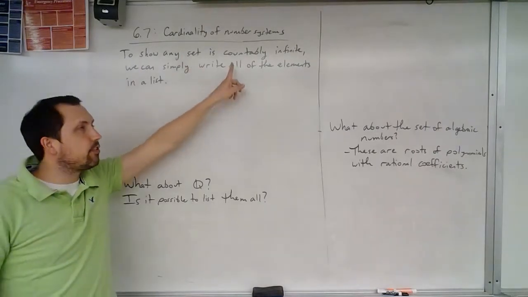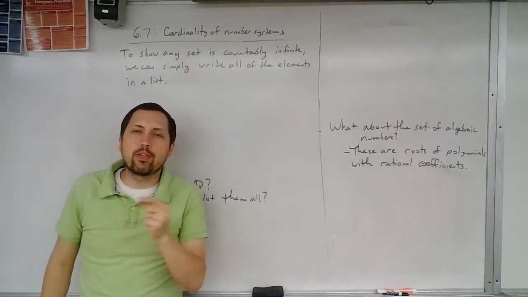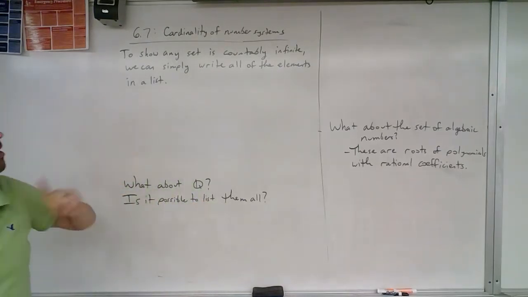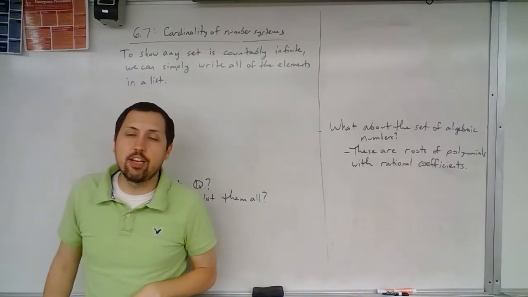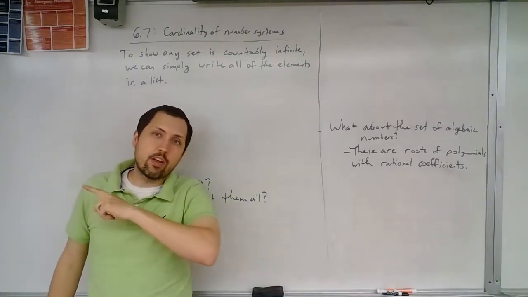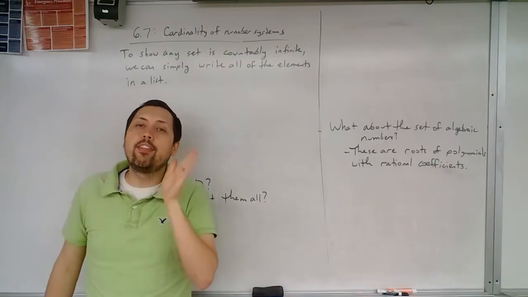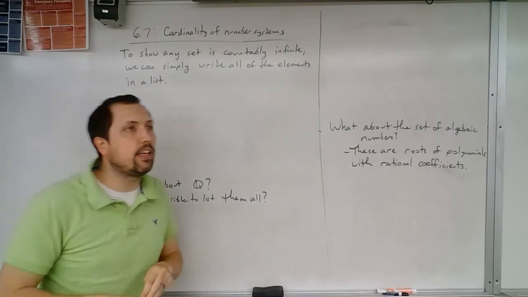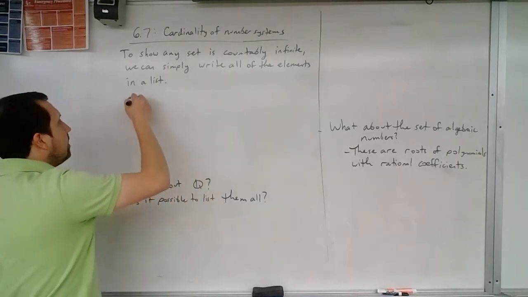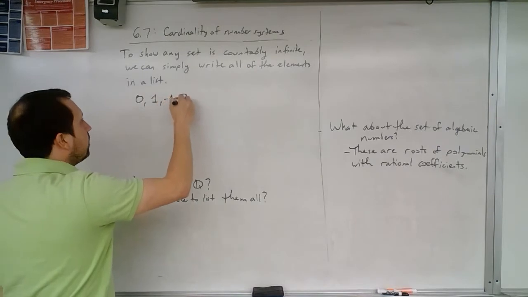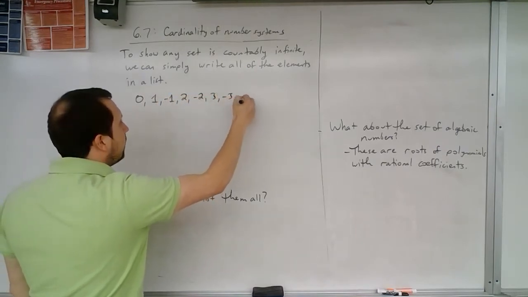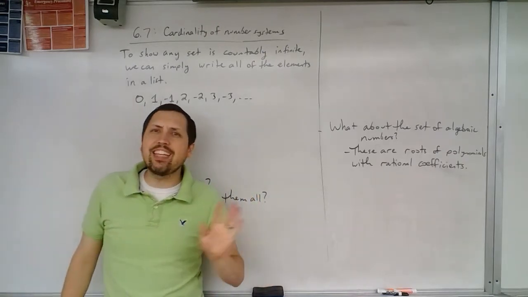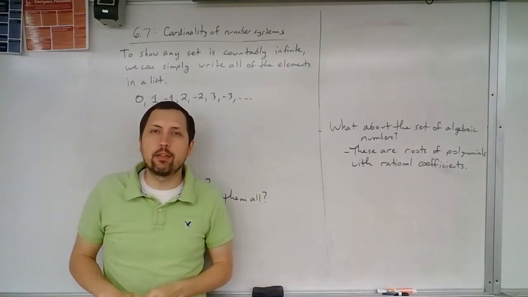So first off, to try to show something is countably infinite, remember we said that has the same cardinality as the natural numbers. To do this, we can simply write down all of the elements in a list. If I can create a list of numbers that includes every single one of them, then that is going to be countably infinite. So for instance, if I was to look at all of the integers, I could make a list. I could do 0, 1, -1, 2, -2, 3, -3, and so on and so forth.